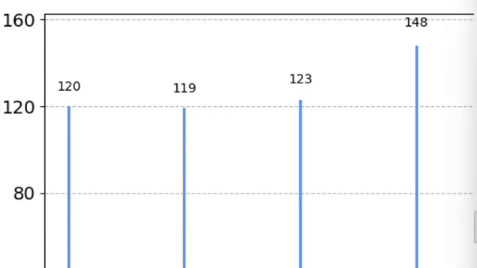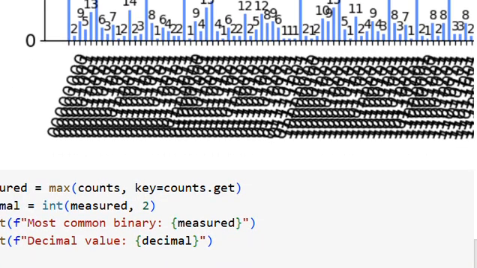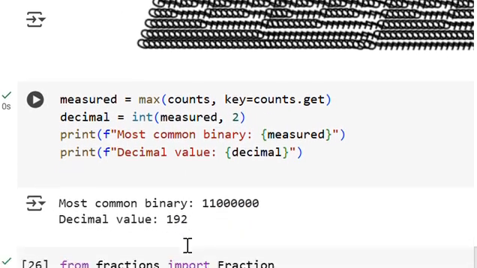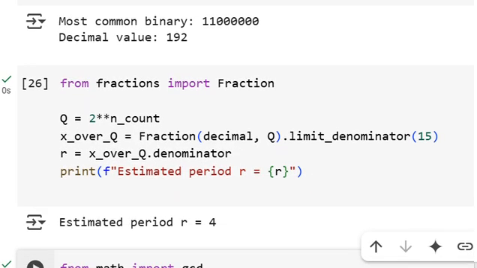Now let's take a look at the results. So here's what I found. The most common output here is the binary 11000000, which is the decimal value of 192. From this, I figured out the period was 4.